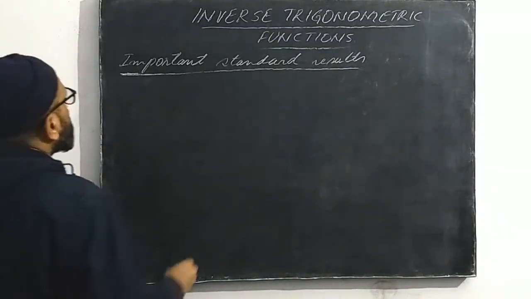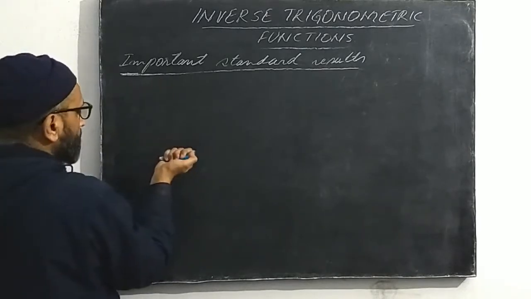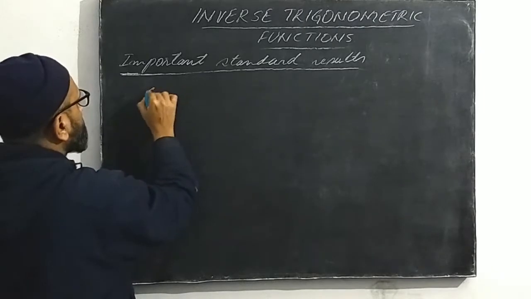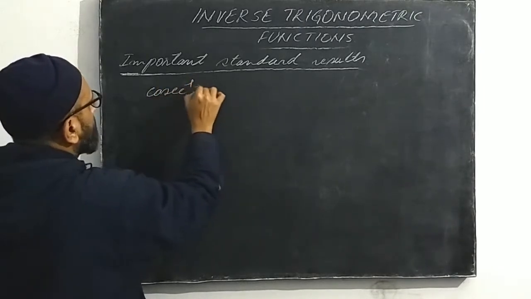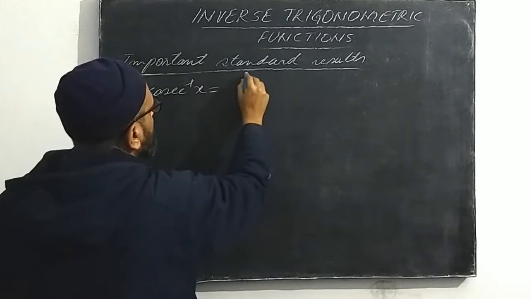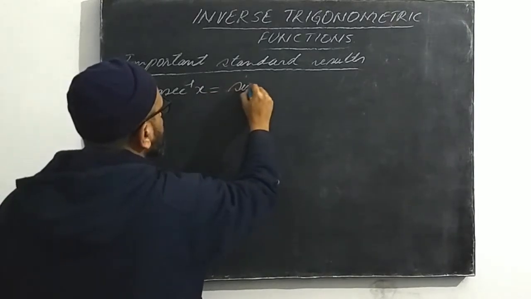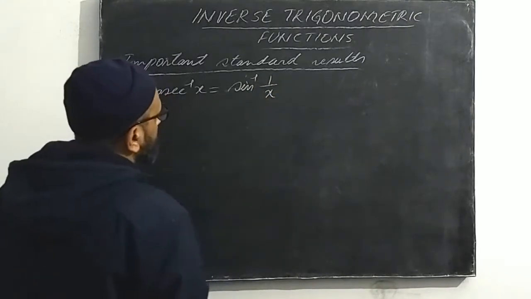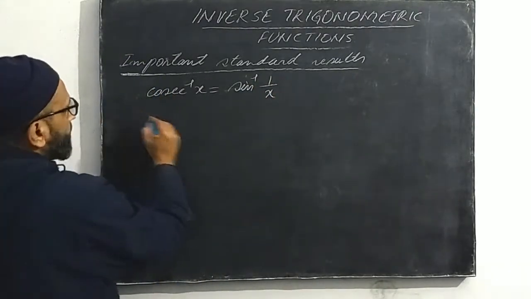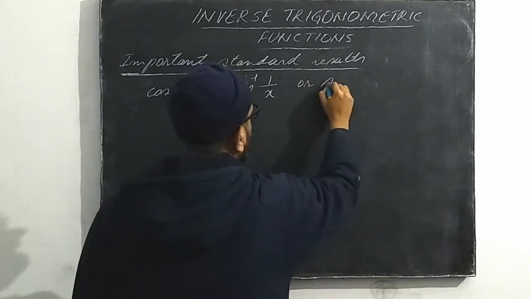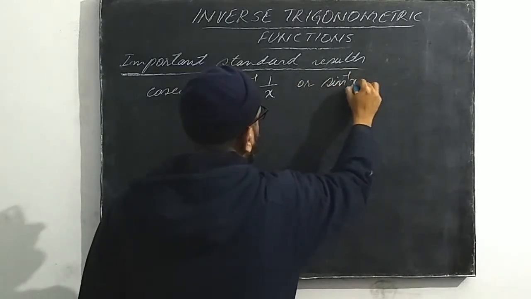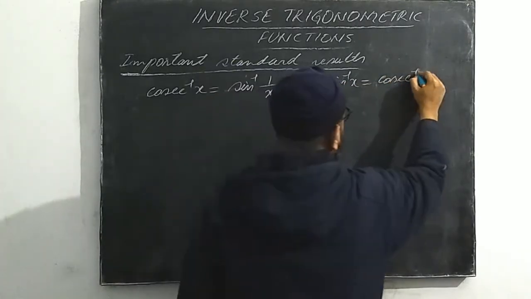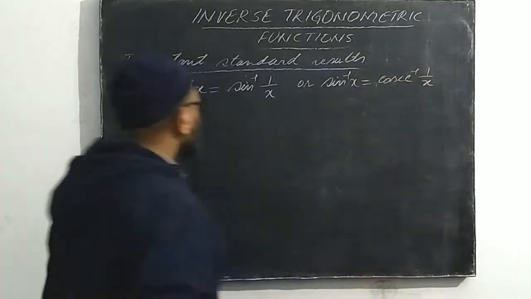Now the second important point to remember is that cosec inverse x is equal to sine inverse 1 over x, or we may write sine inverse x is equal to cosec inverse 1 over x.